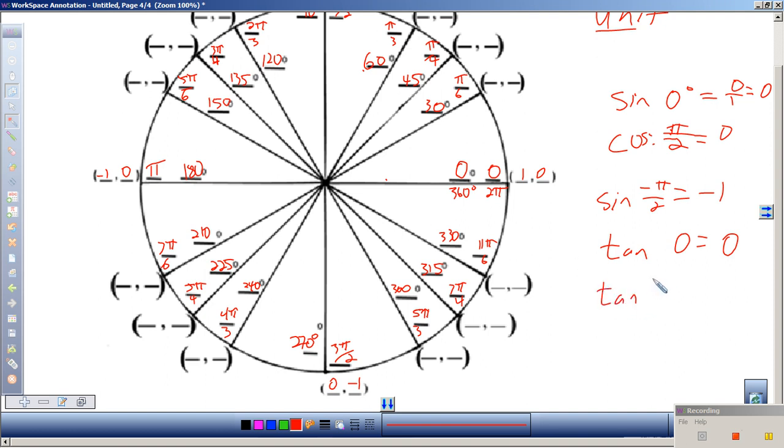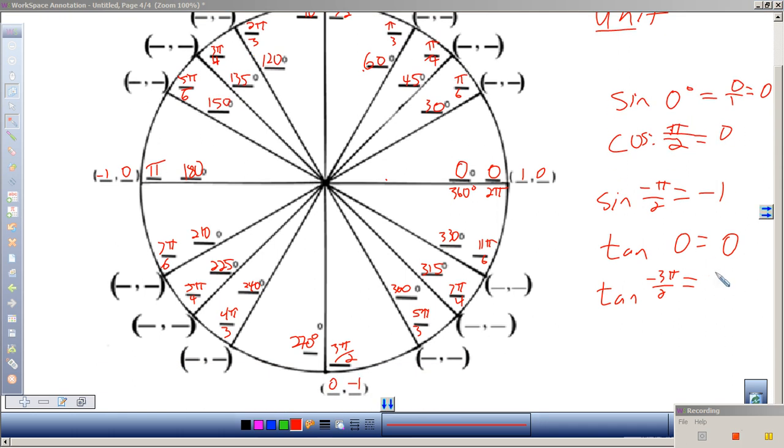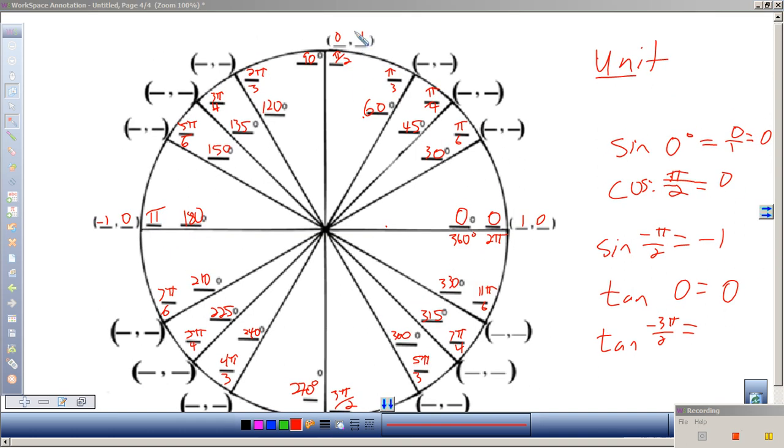What is tangent of negative 3 pi over 2? Where is negative 3 pi over 2 going to be? Down there. Negative 1, negative 2, negative 3, if we're counting by halves. What is the y of negative 3 pi over 2? The y is 1 over the x, which is undefined.